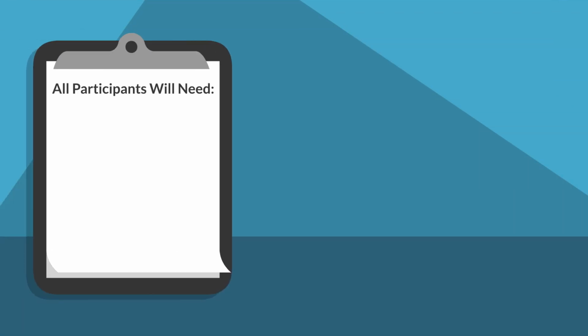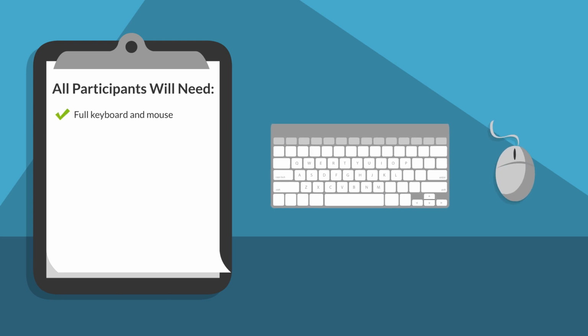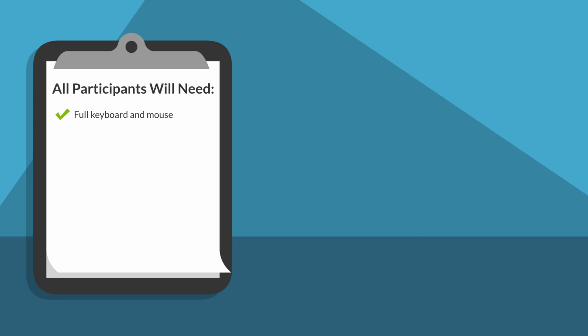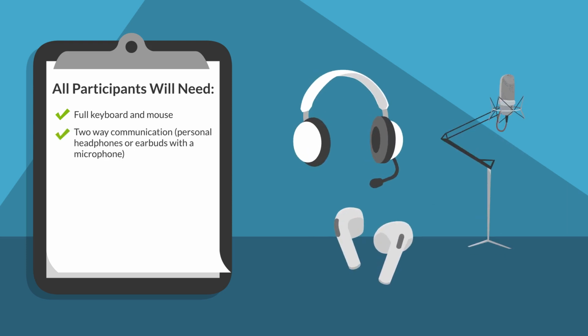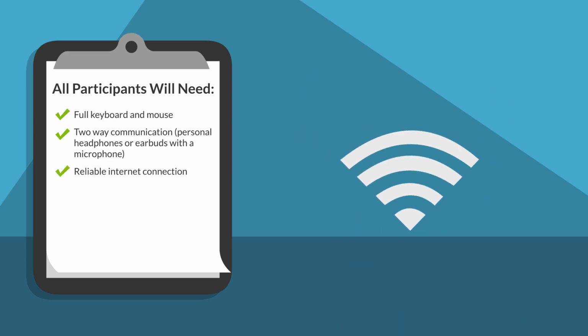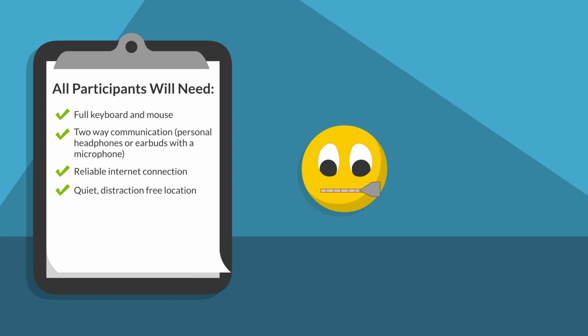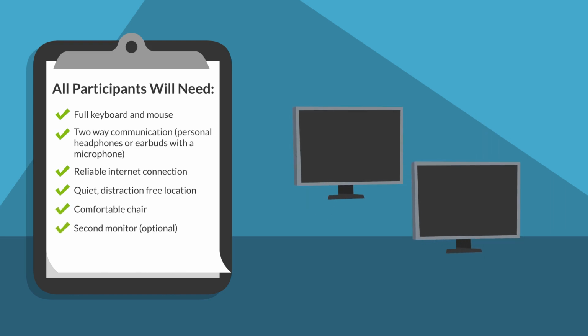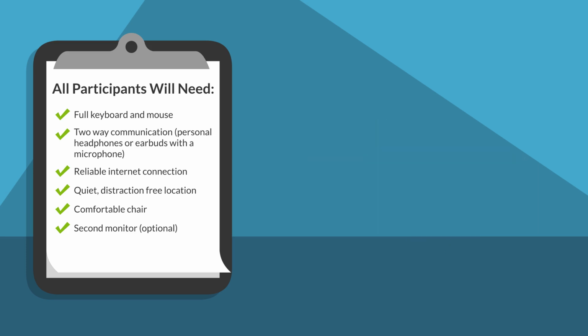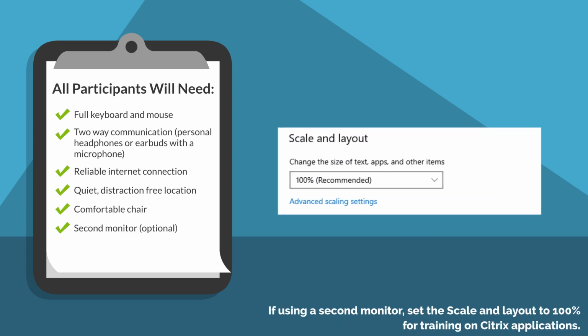We also recommend the following for your day of training: a full keyboard and mouse. Working from a laptop trackpad and keyboard for an entire class may be uncomfortable. Two-way communication. Using personal headphones or earbuds with a microphone will meet this requirement, as well as standalone speakers or microphones. Audio equipment will not be provided, even when using UHN devices. A reliable internet connection. A quiet, distraction-free location and a comfortable chair. A second monitor is beneficial, but not required. If using a second monitor, set the scale and layout to 100% for training on Citrix applications.